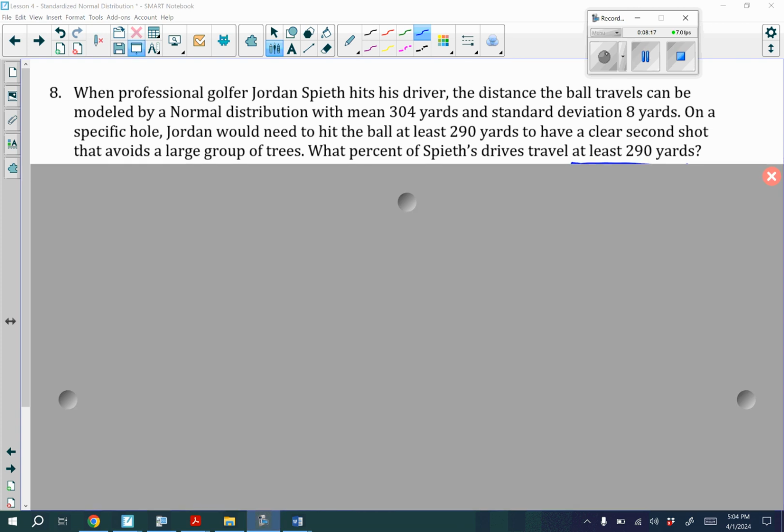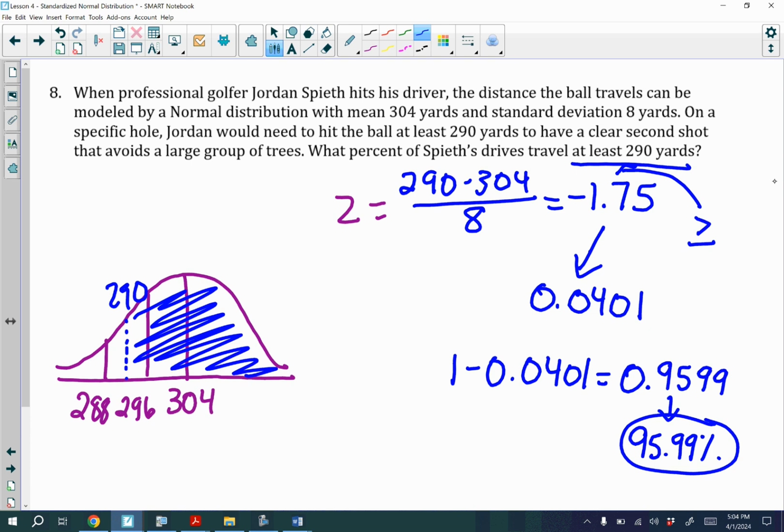Okay, let's see what you guys got. So what I did first was determine, because it does say normal distribution, I actually did the normal distribution. So I had 304 as my mean, and then I used my standard deviation. Now I noticed 290 is smaller, so I just did the left-hand side. So I did 304 minus 8, that gave me 296. And then 296 minus 8 gave me 288. So I noticed that 290 is not one of my standard deviations on the normal distribution. Because it is not, I'm actually going to have to use the standard normal distribution to find my answer.